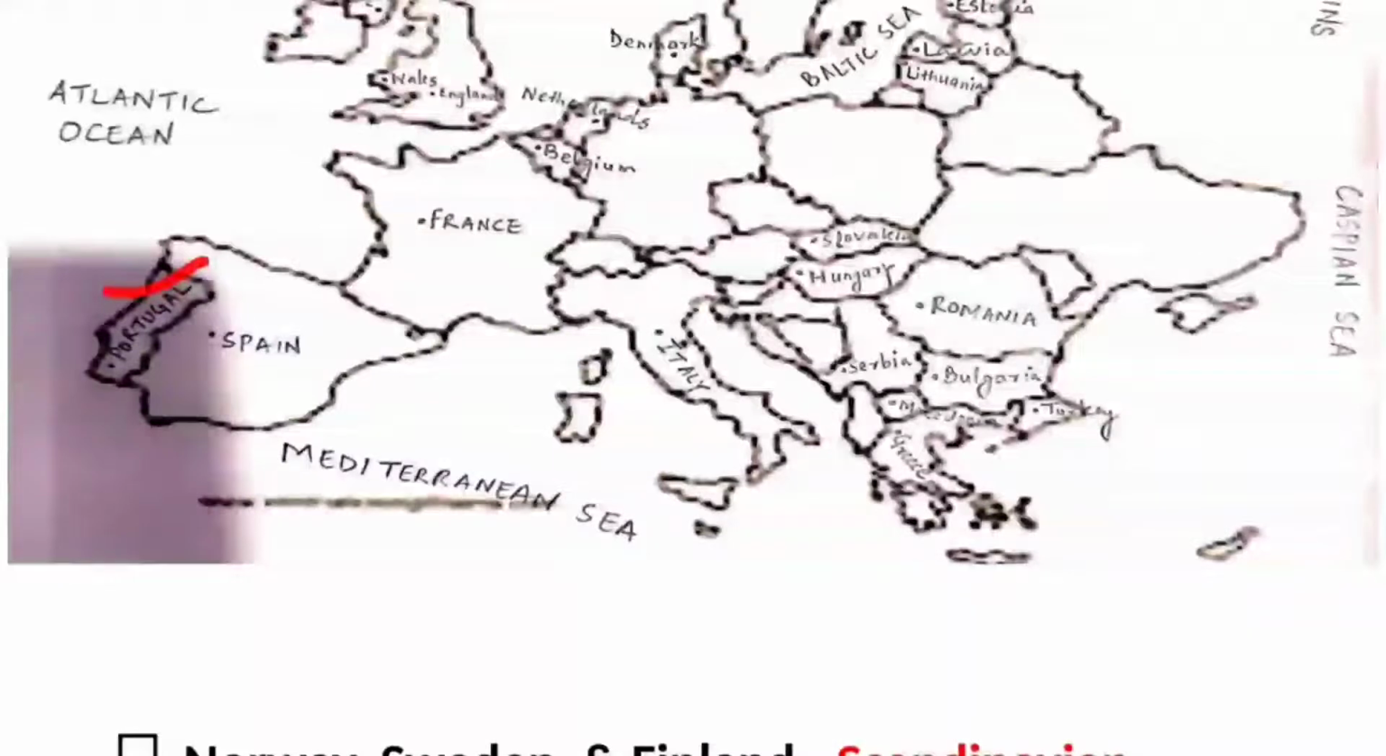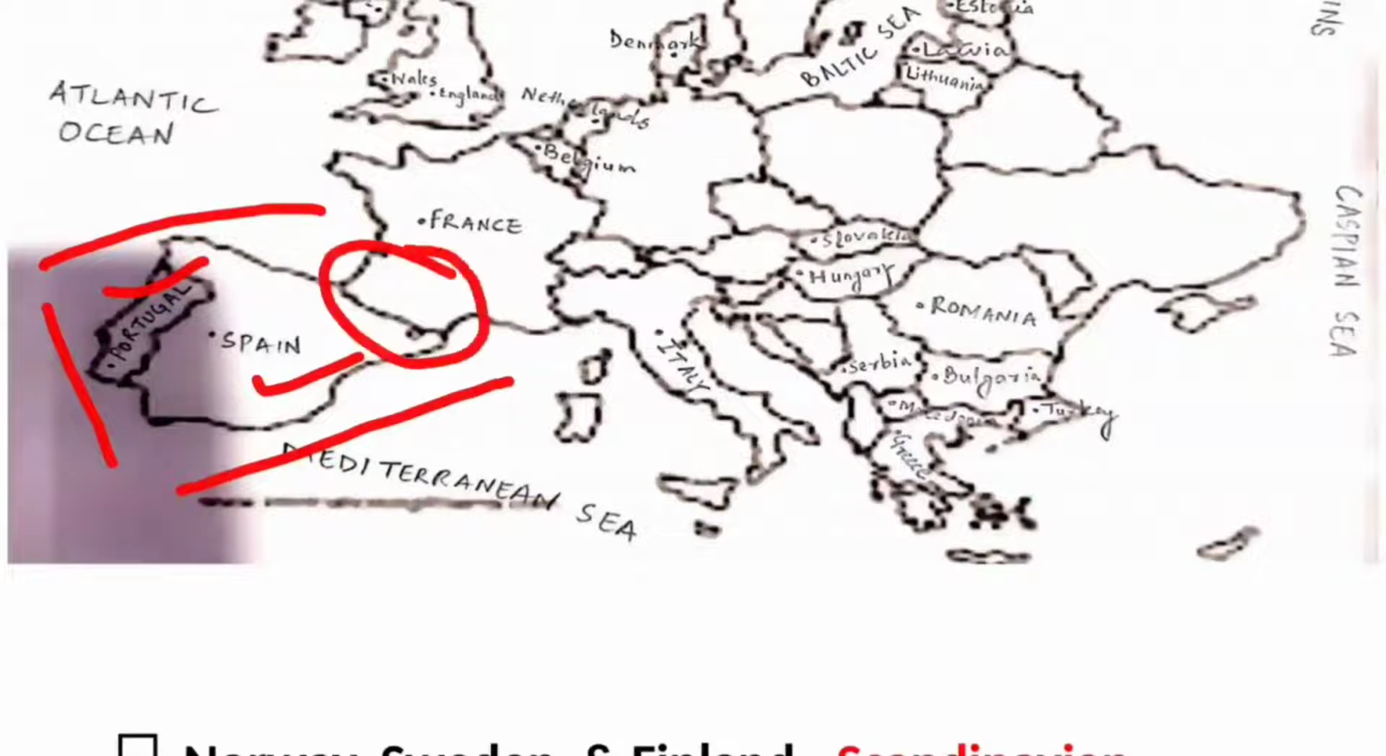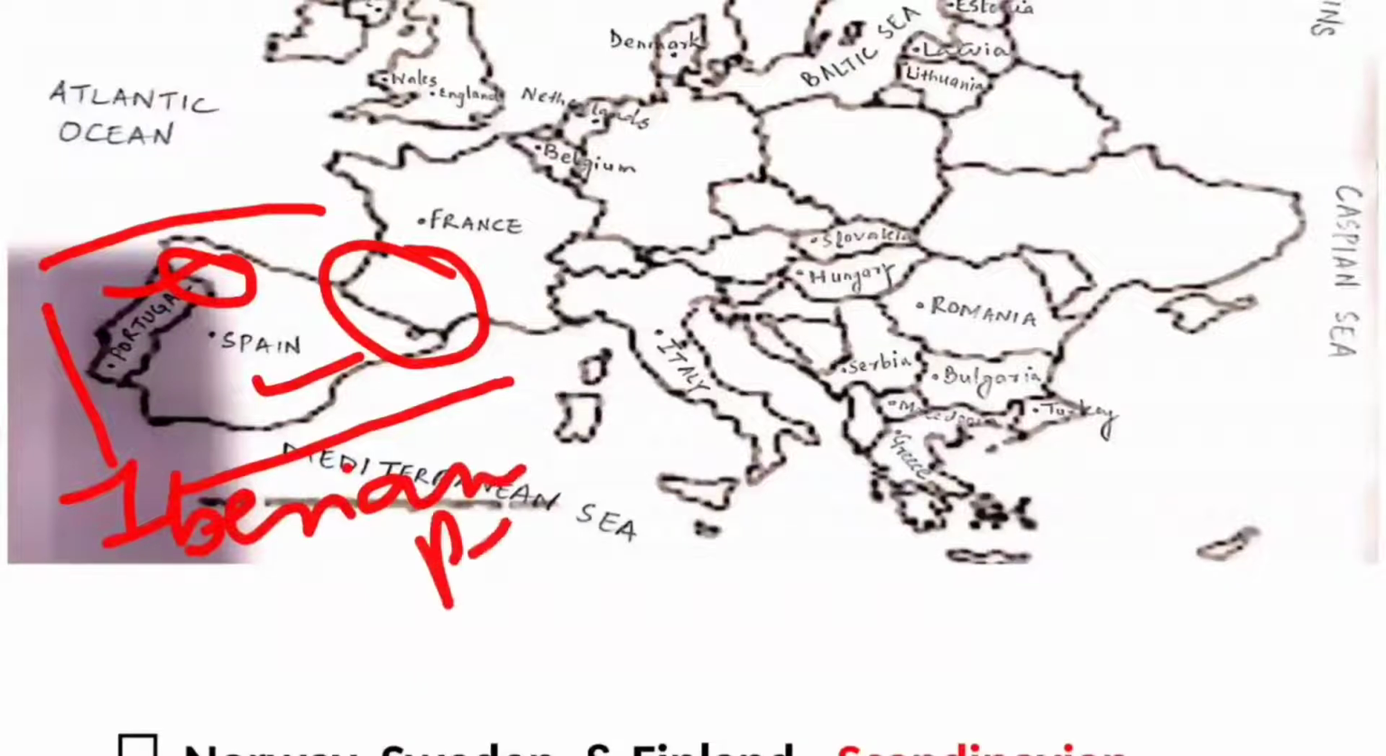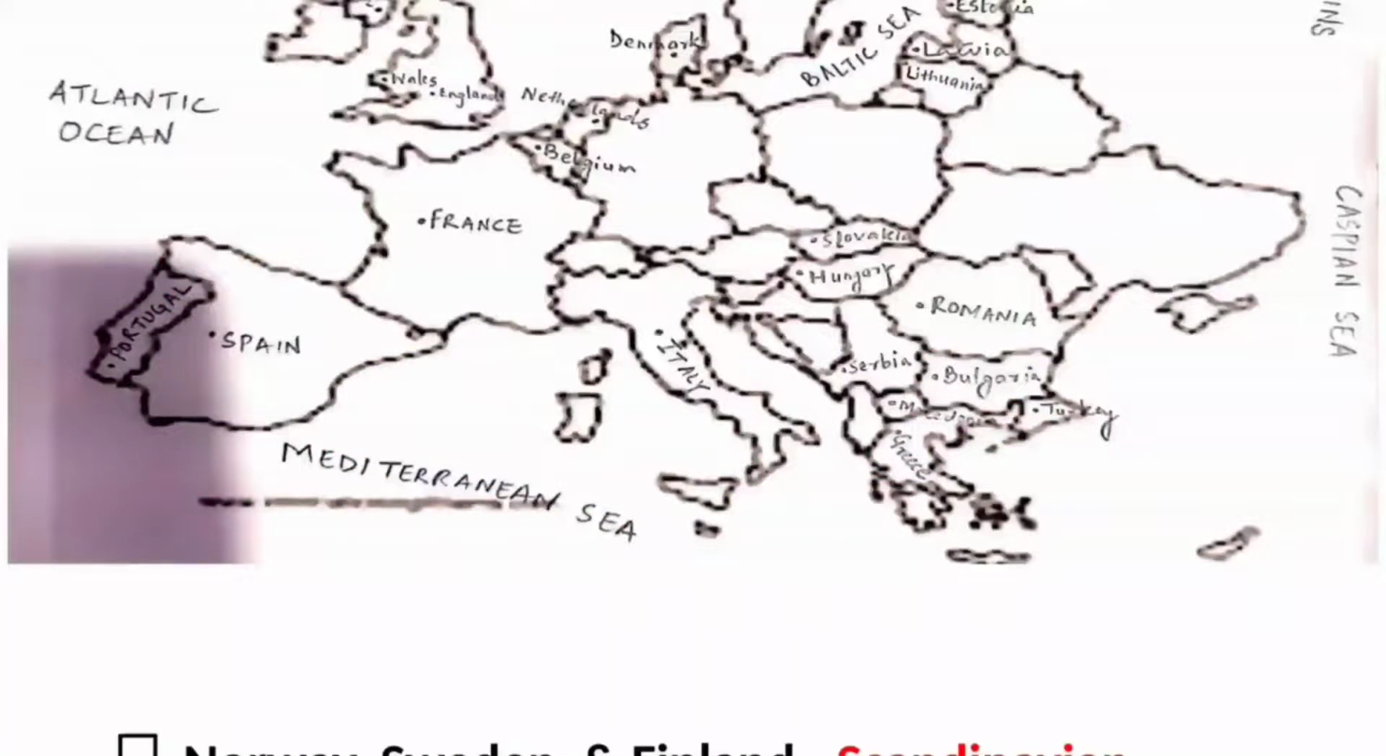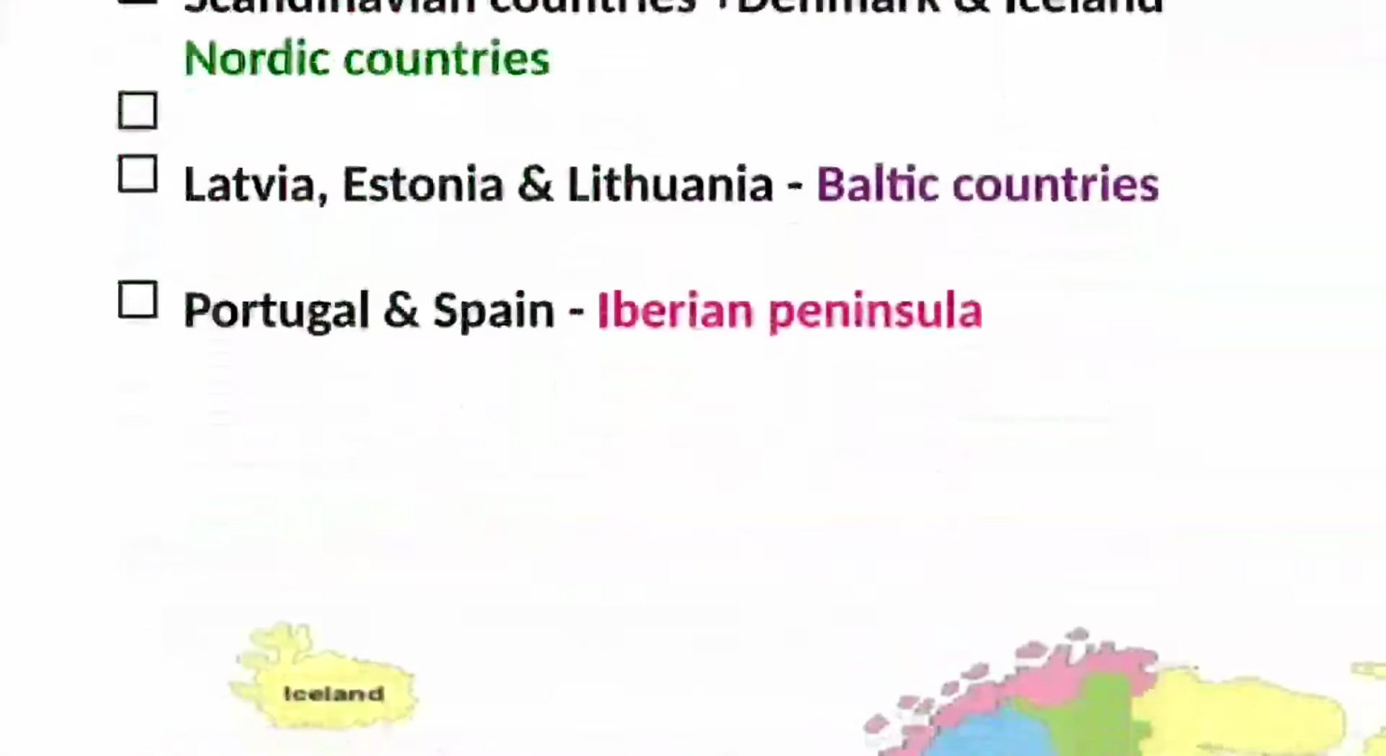Let's have a look. This is Portugal and this is Spain. You can see the water on one side, two sides and a third side, but the fourth side is landlocked, in the case of Portugal as well as Spain. So that is why we call them the Iberian Peninsula. Is it clear? I hope this is clear till this point of time.